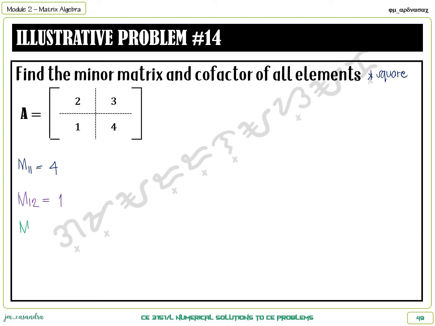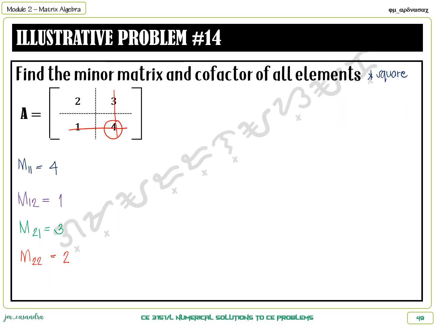Next, we have our third element, which is M21. Okay. So, remove row 2, column 1. So, its equivalent minor matrix is 3. And lastly, we have our minor matrix of element 2, 2. So, remove row and column 2. So, it is equal to 2. So, this is our minor element.